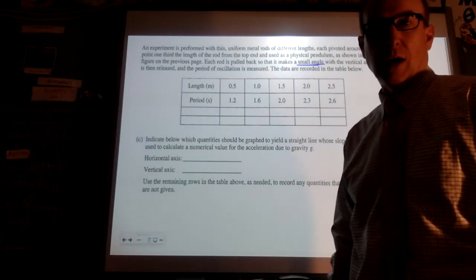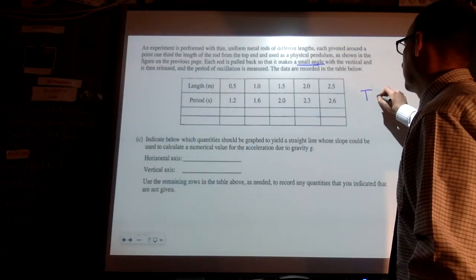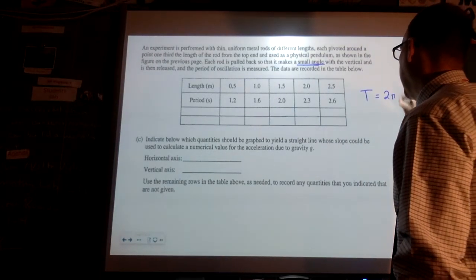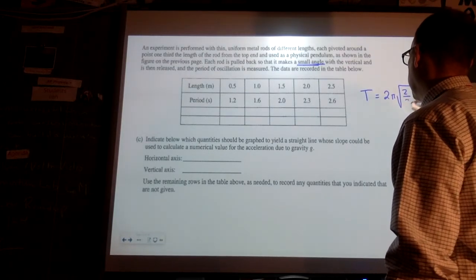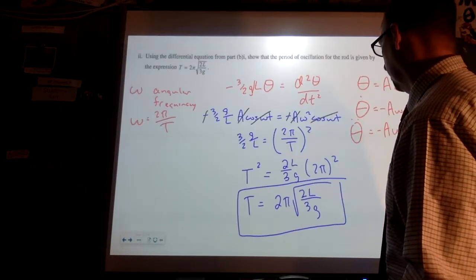All right, so going back to our equation, we said that T is equal to 2 pi square root of 2/3 L over g, right? Just want to make sure. Yeah.